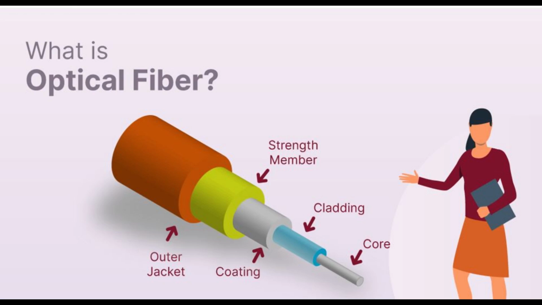2. Optical network terminal, ONT. An optical network terminal, ONT, is a device that connects the fiber optic cable to your home or business. The ONT converts the light signals transmitted by the fiber optic cable into electrical signals that can be used by your devices. The ONT also provides a connection for your router, which allows you to connect multiple devices to the internet.